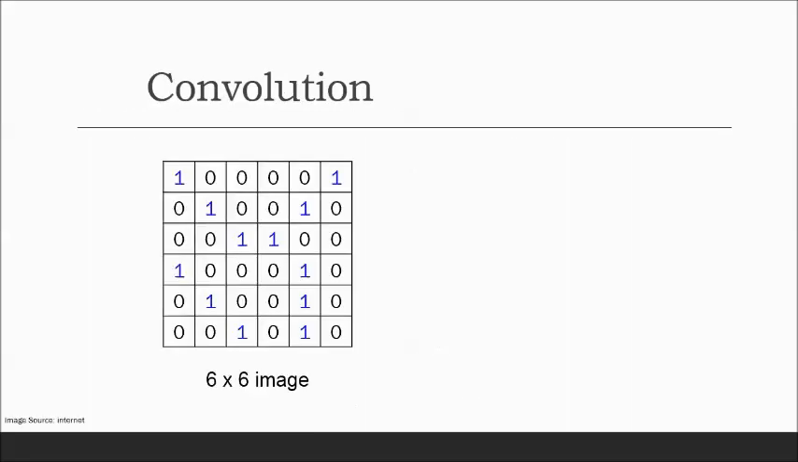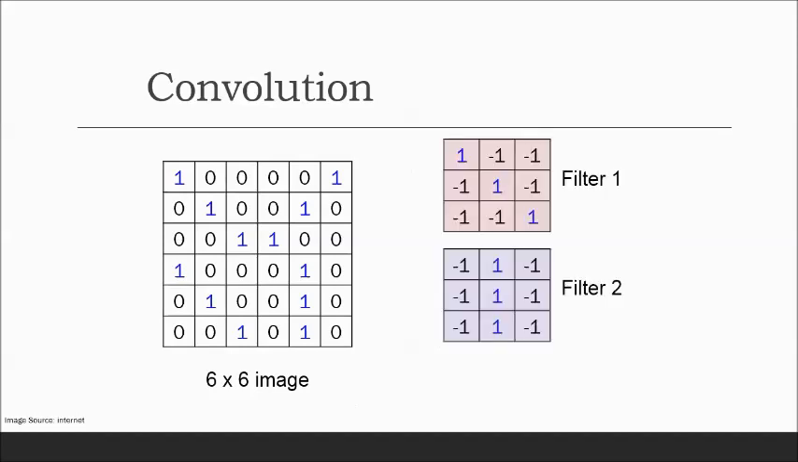For example, here I have a 6 cross 6 input image, and just consider it a binary image, because for simplicity we are taking it as a binary image. Then we take 2 filters. Filter one is the left diagonal filter, and filter two is a vertical filter. My first filter will give me the diagonal edges in this input image, and filter two will give me the vertical edges.